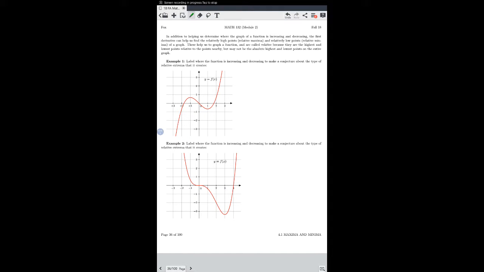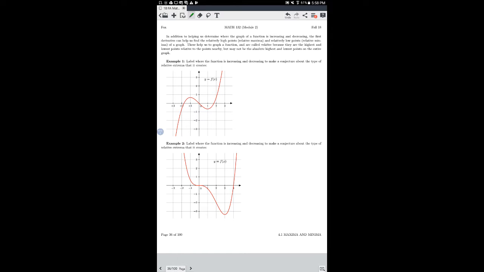In addition to helping us determine where the graph of a function is increasing and decreasing, the first derivative can help us find the relatively high points, called the relative maxima, and the relatively low points, called the relative minima of a graph. This helps us to graph a function, and these are called relative because they are higher and lower just relative to the points nearby, also called local max or min. They aren't necessarily the absolute highest or the absolute lowest points in the entire graph to be relative extrema.